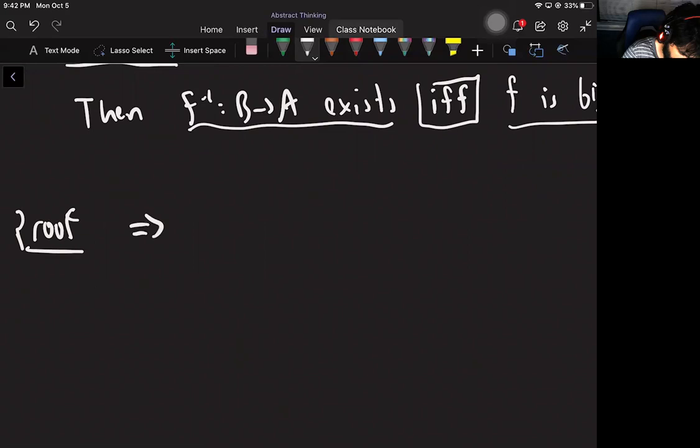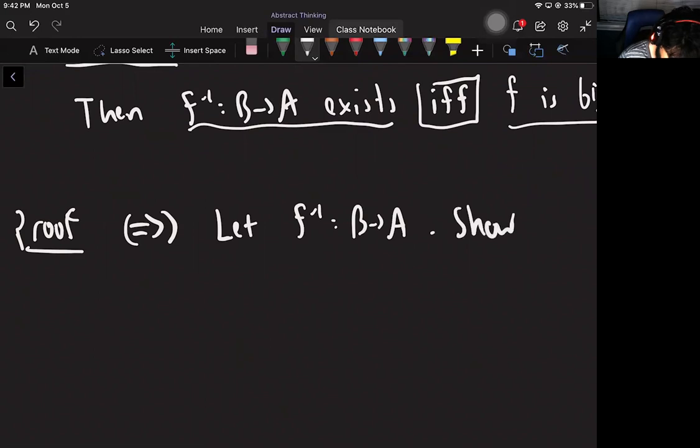Because it is an if and only if, I have to prove both directions. So first I have to let f inverse exist, and then I have to show f is a bijection, or f is bijective.